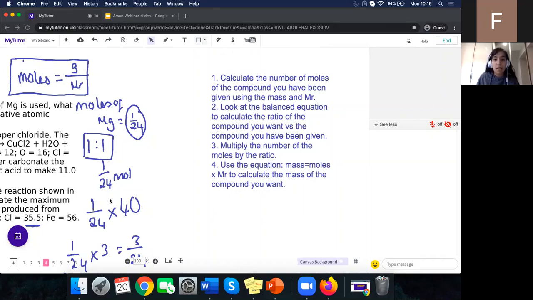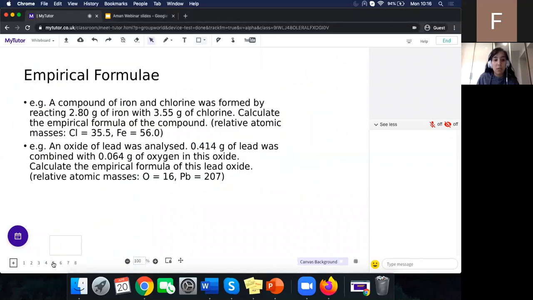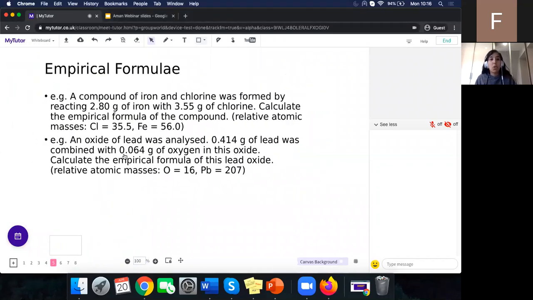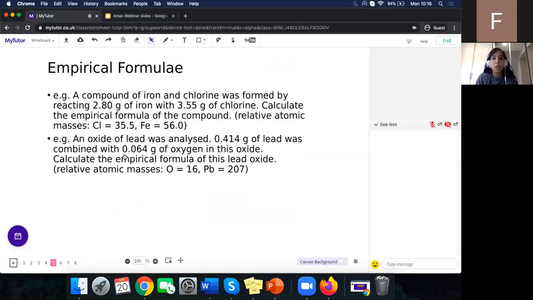Okay, excellent. So we now know how to do that. Let's move on then. So now we're going on to empirical formulae, which uses elements of what we've just done. So it says here that a compound of iron and chlorine was formed by reacting 2.8 grams of iron with 3.55 grams of chlorine. We need to calculate the empirical formula of the compound.